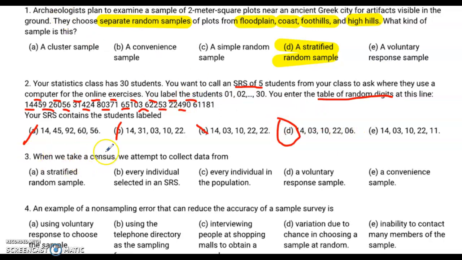Number 3 is a vocabulary question. When we take a census, we're trying to collect data from every individual in the population. The 2020 census just concluded, unfortunately, and that census was trying to collect data from every individual in the population. That's the definition of census.